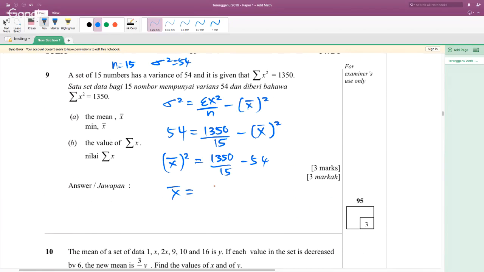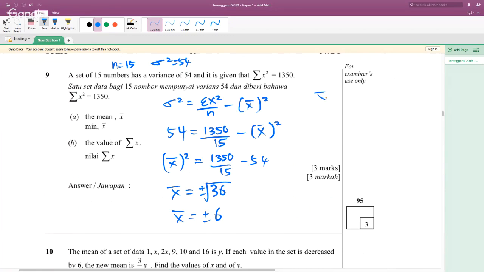So I get 36. Then I move the square to the other side, which is the square root, so my mean is positive or negative 6. The question doesn't say anything about positive or negative, so I will leave it like this. Then the question asks me to find the sum of x. This one is a bit troublesome, because I have to decide whether to take positive or negative. Maybe I take both.